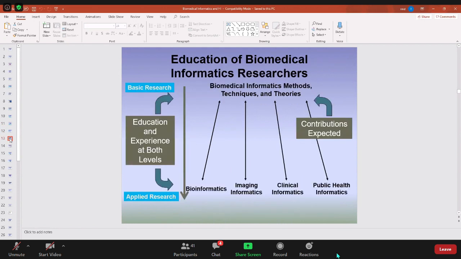So in terms of education, this particular component on the biomedical informatics methods, techniques and theories is very much into basic research. But if you look at other contexts, the subcomponents of biomedical informatics, like bioinformatics, imaging informatics, clinical informatics, and public health informatics, which is applied research, the education actually comprises these two components: the biomedical informatics and all the applied research domains.